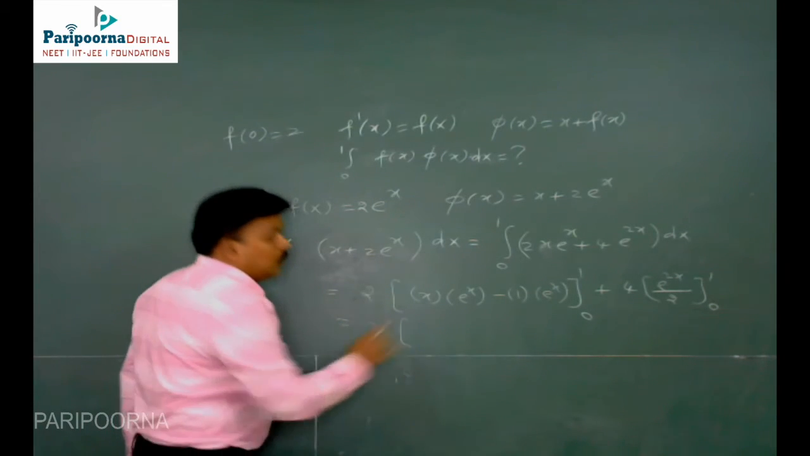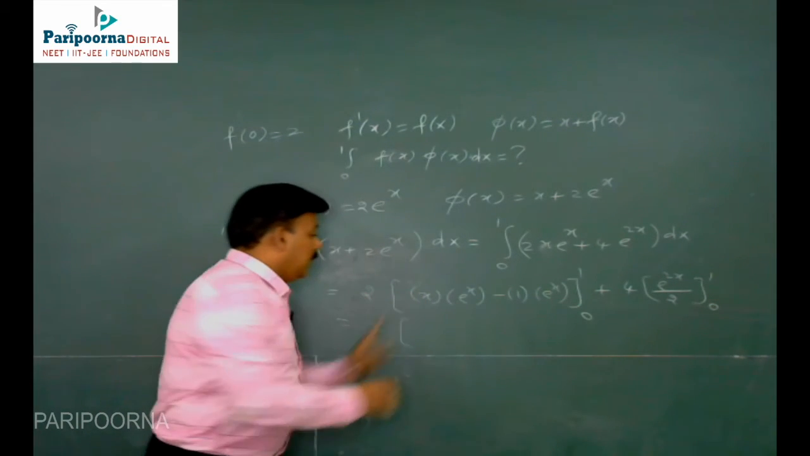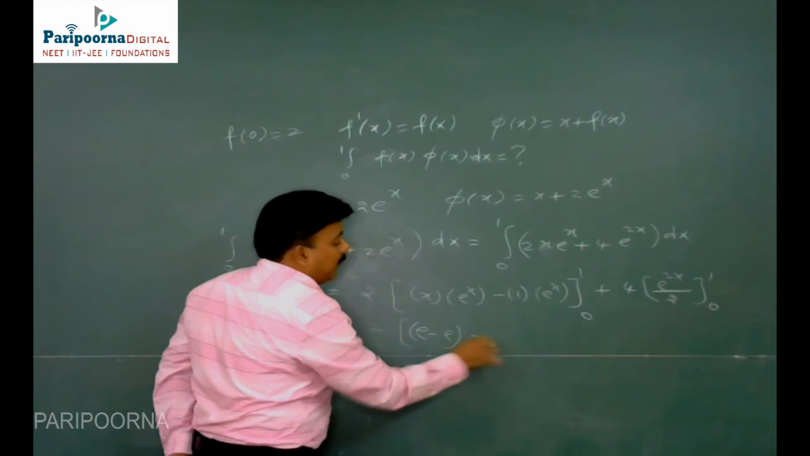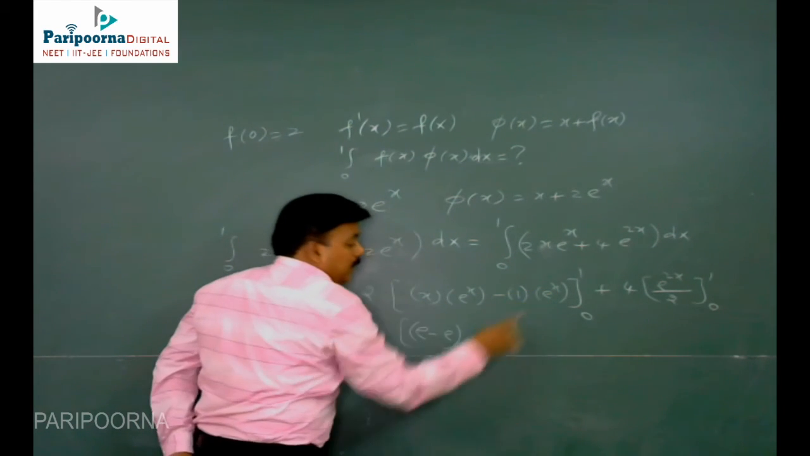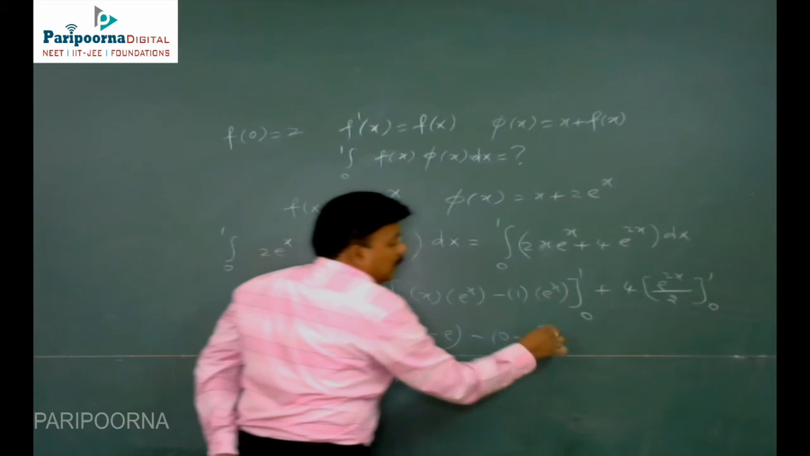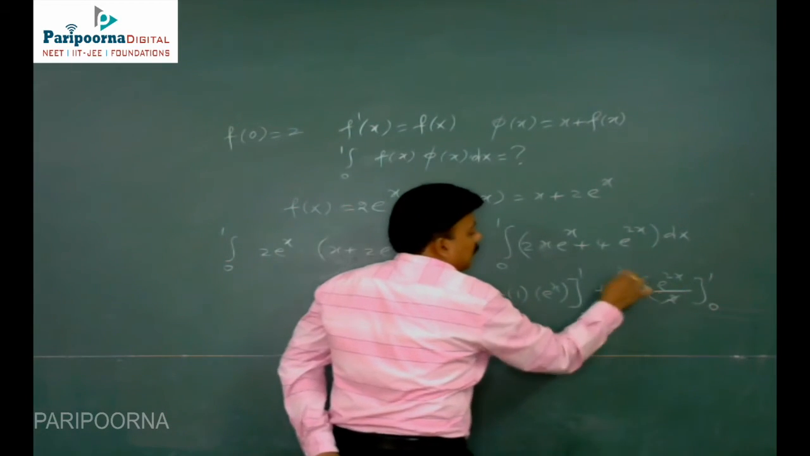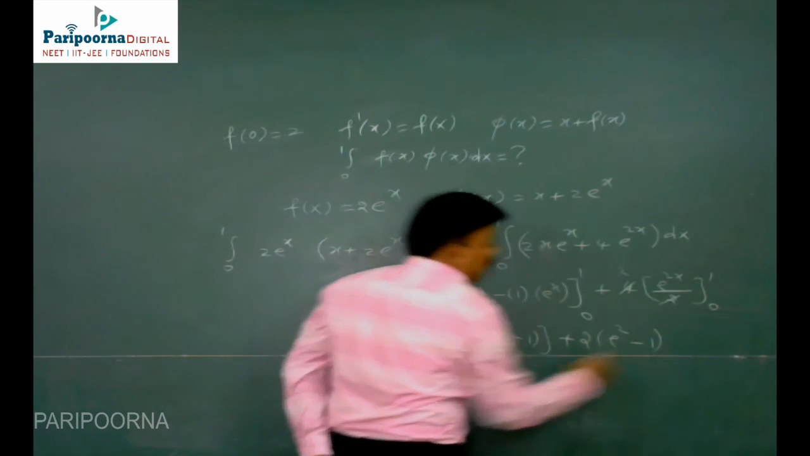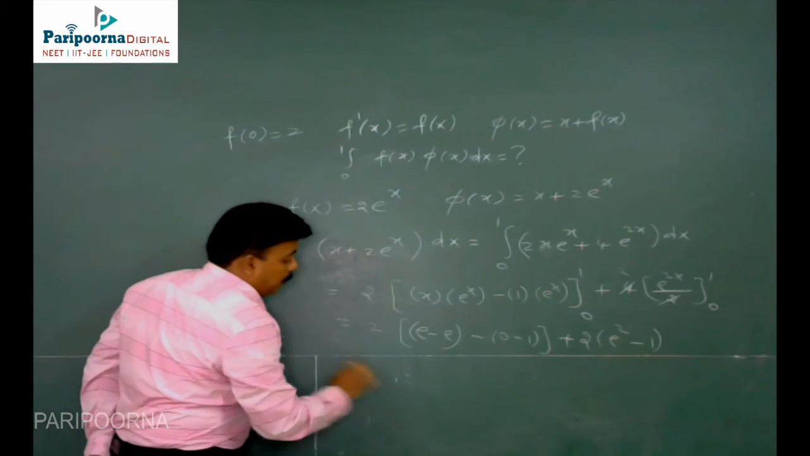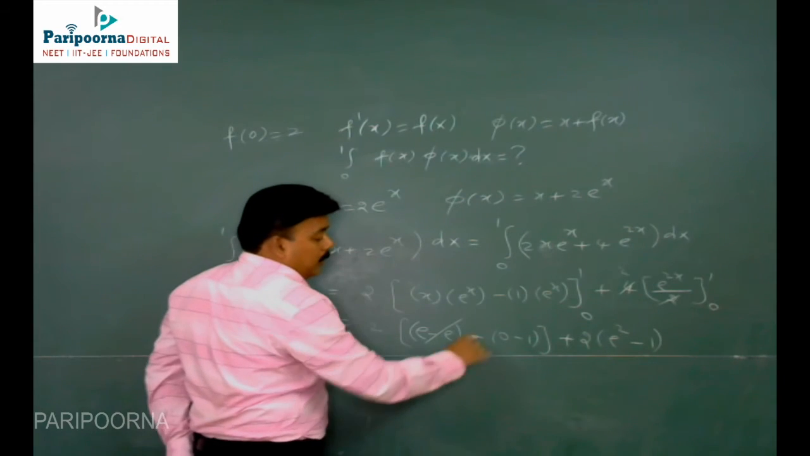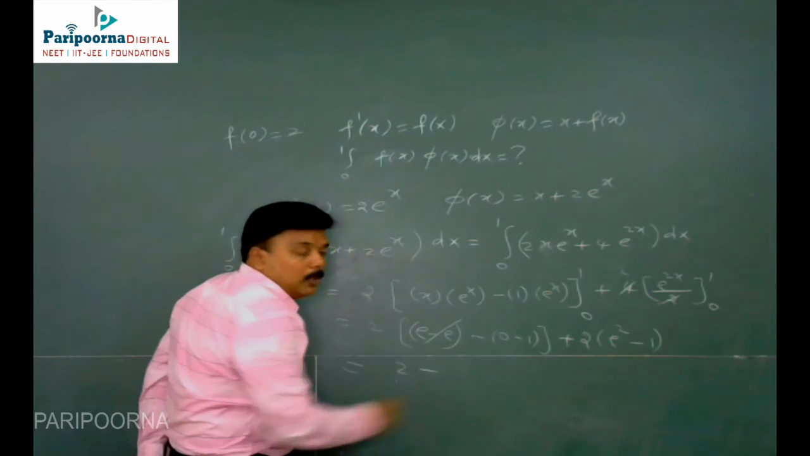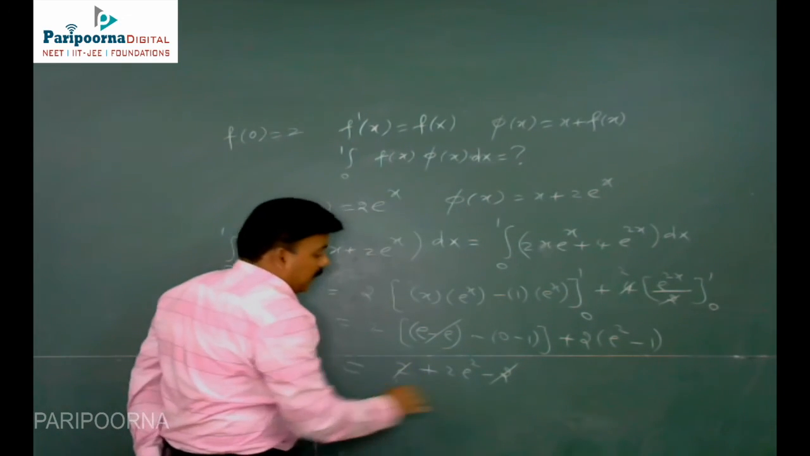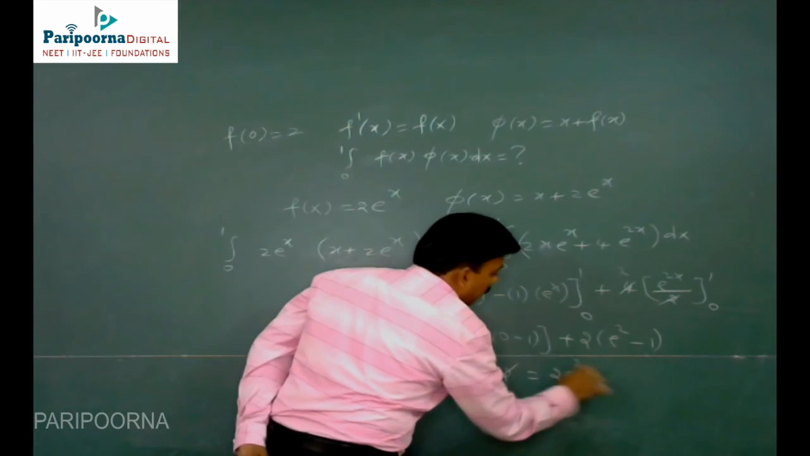Now 2 into substituting the upper limit, 1 into e power 1 is e, here also e, minus lower limit 0, here it is 1, plus here you can cancel 2 into e power 2 minus e power 0 is 1. So when you simplify, e minus e becomes 0, 2 into 1 is 2, plus 2e square minus 2, 2 and 2 cancel. So the answer is 2e square.